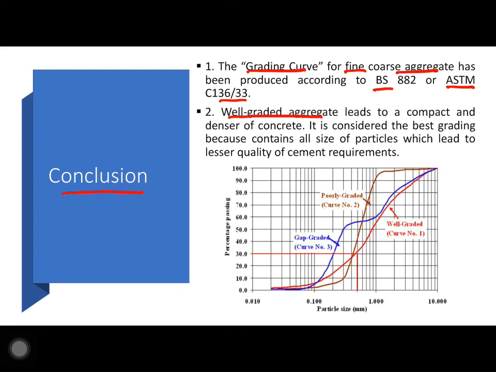The purpose of the sieve analysis is to determine the gradations for the aggregate. The best gradation is well graded aggregate. Why? Because well graded aggregate leads to more compact and denser concrete. It is considered the best grading because it contains all sizes of particles, which leads to a lesser cement requirement. So here everyone should know how to characterize well graded, poorly graded, and gap graded.